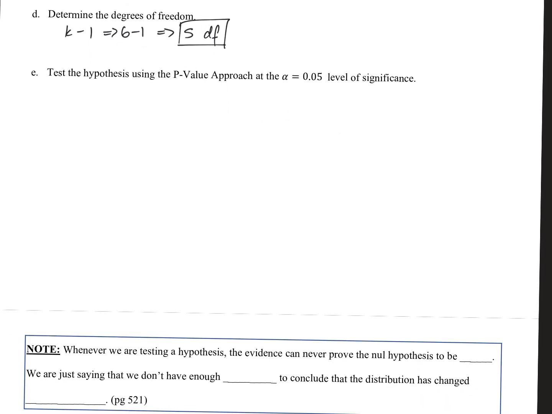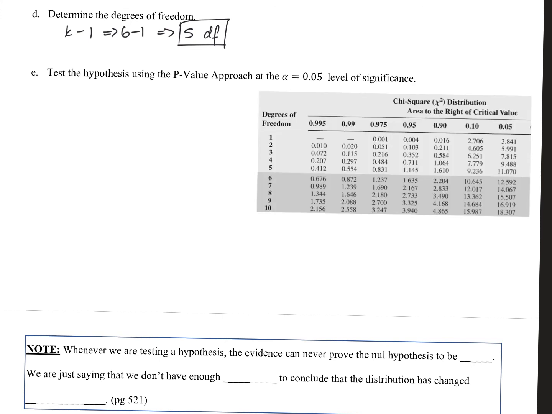Now we're going to go ahead and test the hypothesis using the p-value approach at alpha equals 0.05 level of significance. Alright, so this is where, once again, the p-value is different than the classical approach. The first thing we're going to do for the p-value is look for the row that is our degrees of freedom. So the row that is our degrees of freedom is going to be 5. Let me go ahead and highlight that.